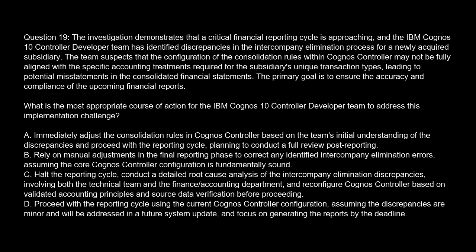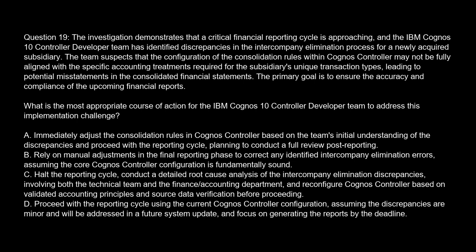What is the most appropriate course of action for the IBM Cognos 10 controller developer team to address this implementation challenge? Option A. Immediately adjust the consolidation rules in Cognos controller based on the team's initial understanding of the discrepancies and proceed with the reporting cycle, planning to conduct a full review post-reporting. Option B. Rely on manual adjustments in the final reporting phase to correct any identified intercompany elimination errors, assuming the core Cognos controller configuration is fundamentally sound.